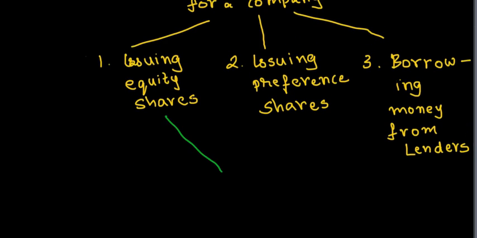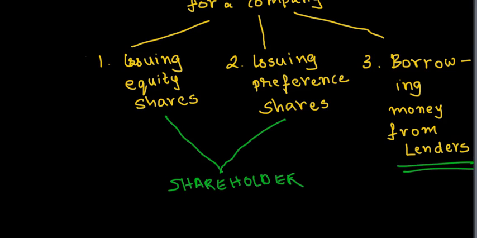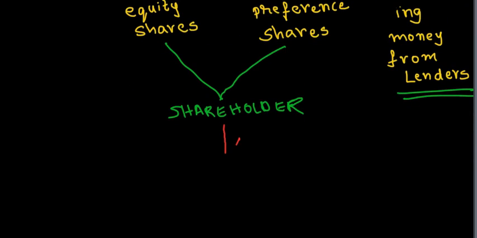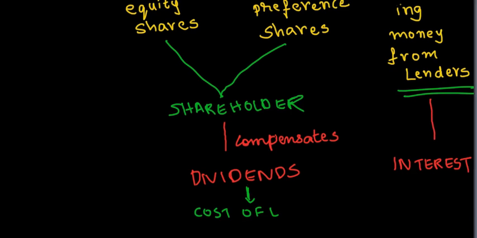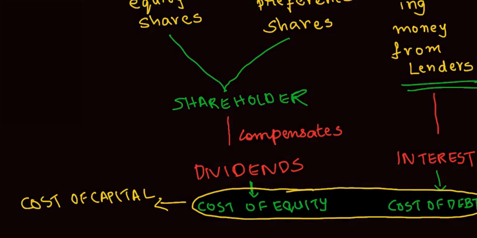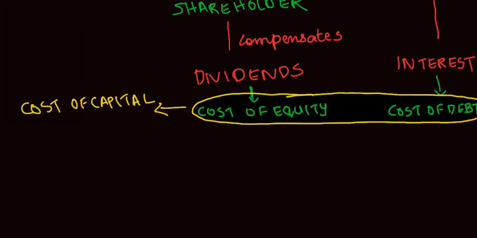A person who gives money to the company in return for the shares of the company is termed as a shareholder. A person who lends money to the company in the form of a debt is known as a lender. A company compensates its shareholders by paying money to them in the form of dividends and its lenders by paying interest. Hence, cost of capital includes both cost of equity and cost of debt. Cost of debt is relatively easier to compute since the rate of interest paid to the lender is the total cost borne by the company towards its lender.